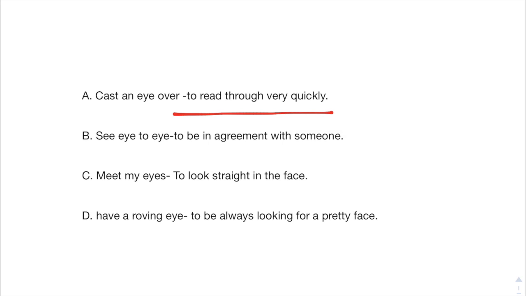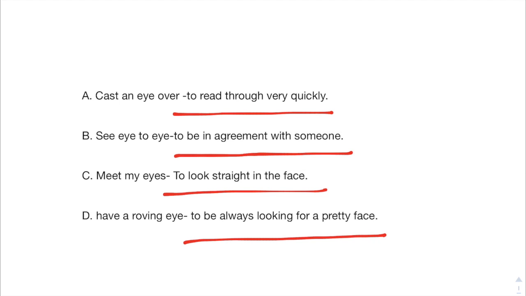Bahut jaldi bazi mein padhna. See eye to eye means to be in agreement with someone, right? Hindi mein aap aise samajh sakte ho ki thoda tok nok jhok hona, is sense mein isko use kiya ja sakta hai. Third is meet my eyes. Meet my eyes means to look straight in the eyes. ठीक है, नजर मिलाना. Fourth is have a roving eye means to be always looking for a pretty face. हमेशा अच्छे चेहरे की तलाश में होना.